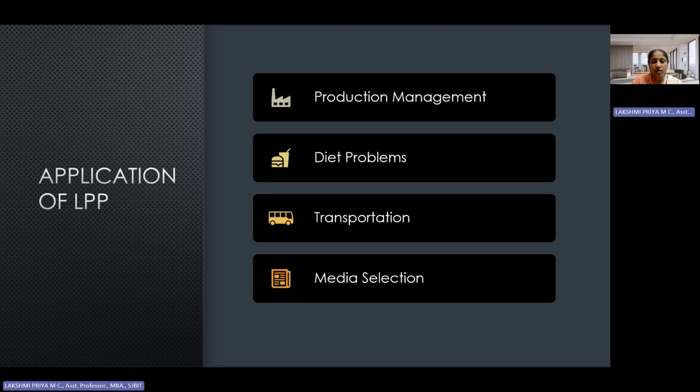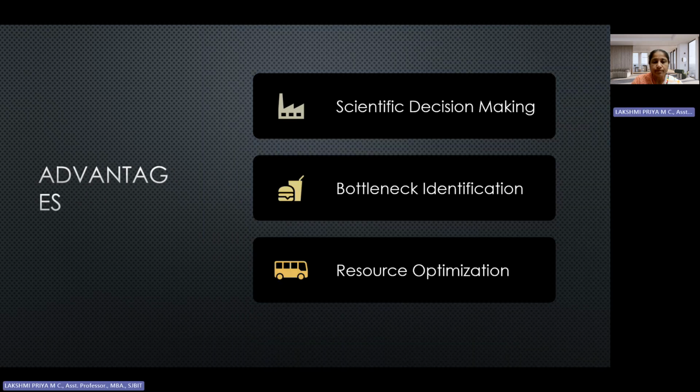Likewise, the OR model also could be used for media selection problem, it could be used in transportation problem, and so on. Now let us discuss the advantages and disadvantages of the linear programming problem. No technique is perfect. Let's look at the pros and cons of the LPP.